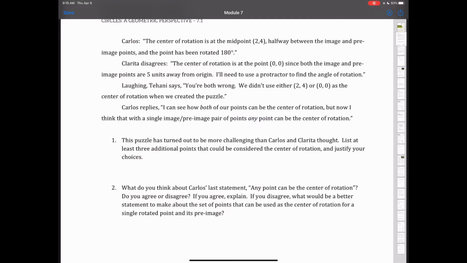Carlos replies, I can see how both of our points can be the center of rotation, but now I think that with a single image and pre-image pair of points, any point can be the center of rotation. So this puzzle has turned out to be more challenging than Carlos and Clarita thought. List at least 3 additional points that can be considered the center of rotation and justify your choices.